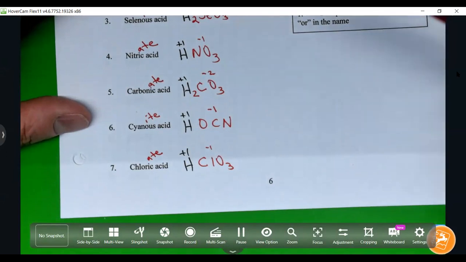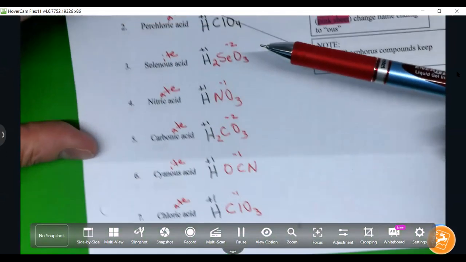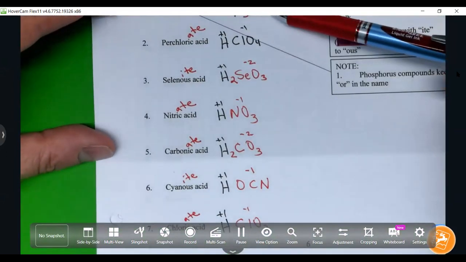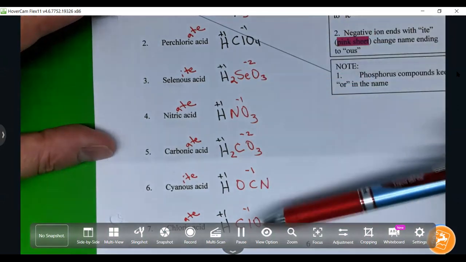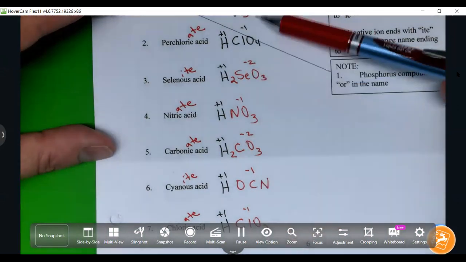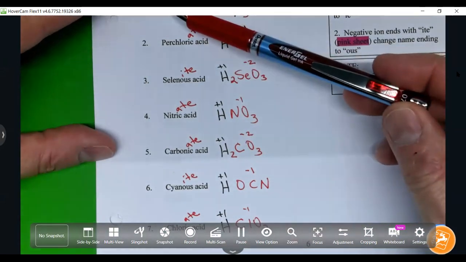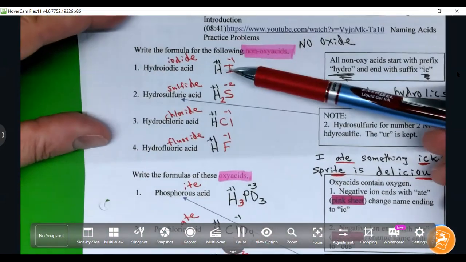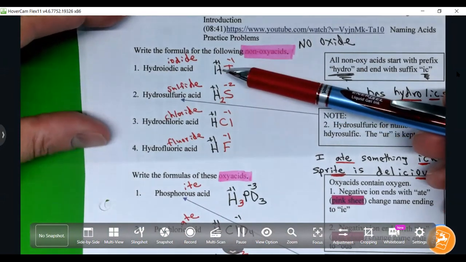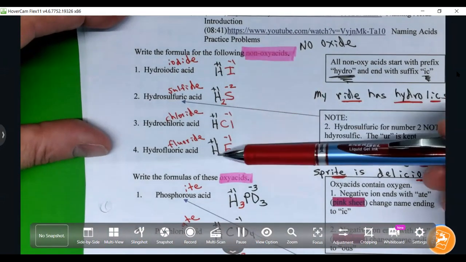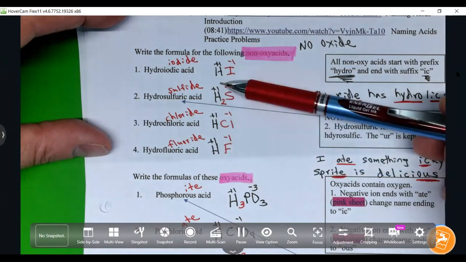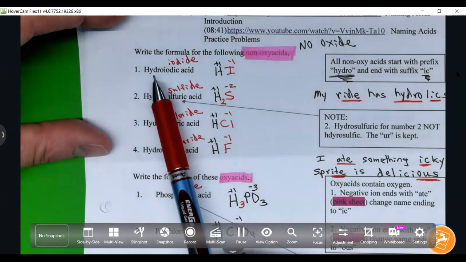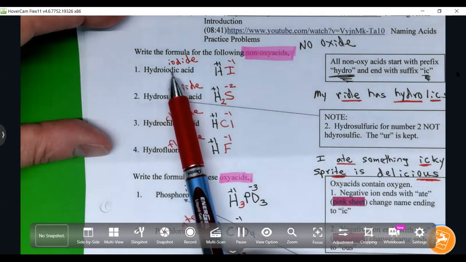So let's summarize this here. Every one of 1 through 7 has oxides. All right? They all have oxides. None of them start with hydro. None of these have oxides. We know it's an acid, it starts with hydrogen. They do not have oxides. They're going to start with hydro.